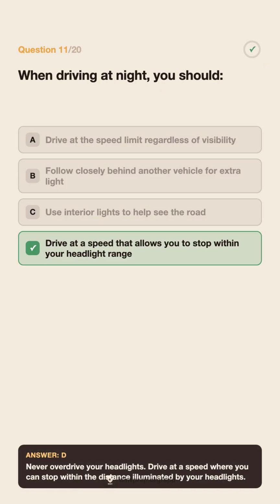The correct answer is D. Never overdrive your headlights. Drive at a speed where you can stop within the distance illuminated by your headlights.